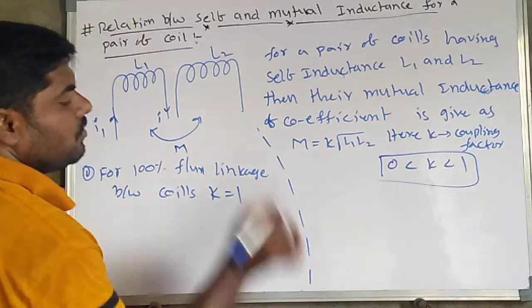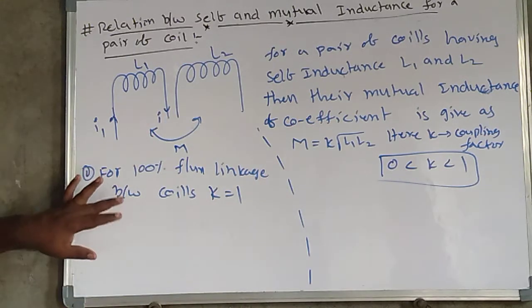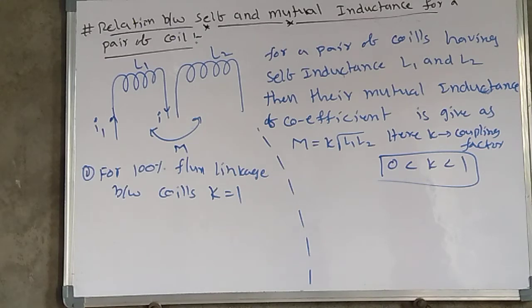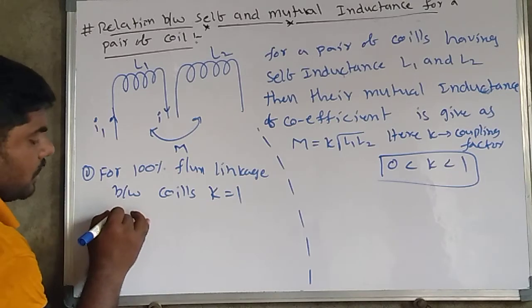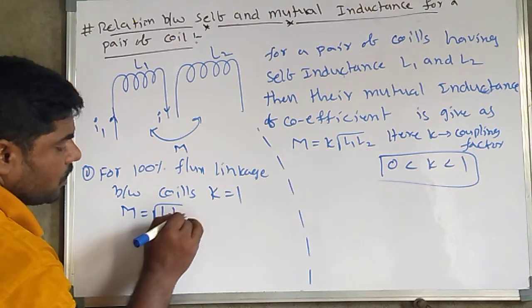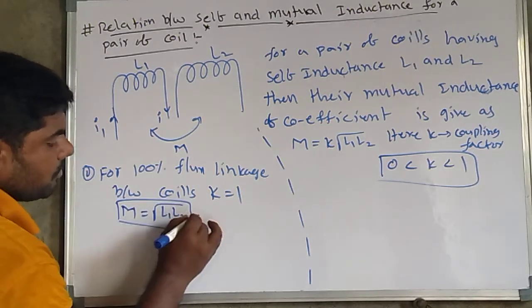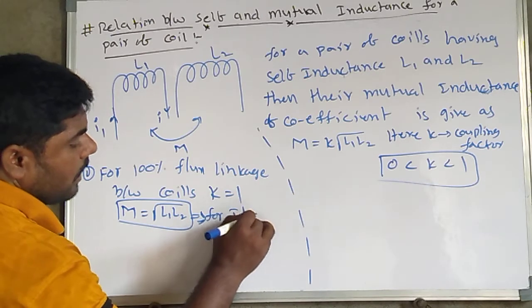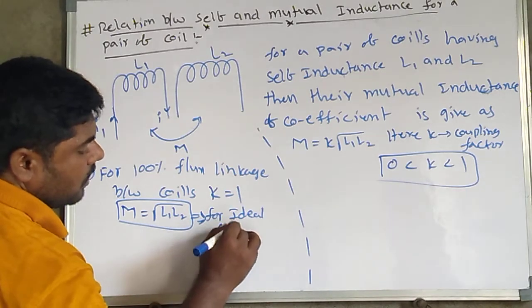So here K is equal to 1, you may substitute. So what happened? Here M is equal to under root of L1 into L2 for the ideal condition. This condition is nothing but the ideal condition.